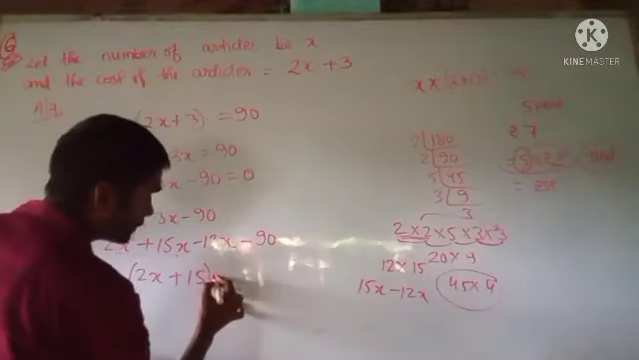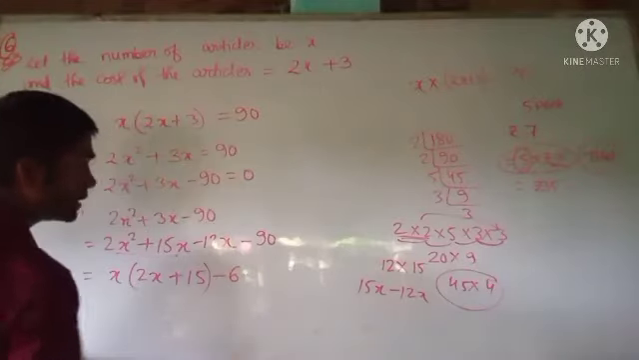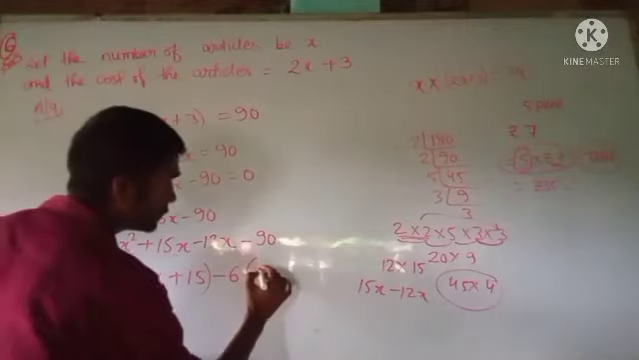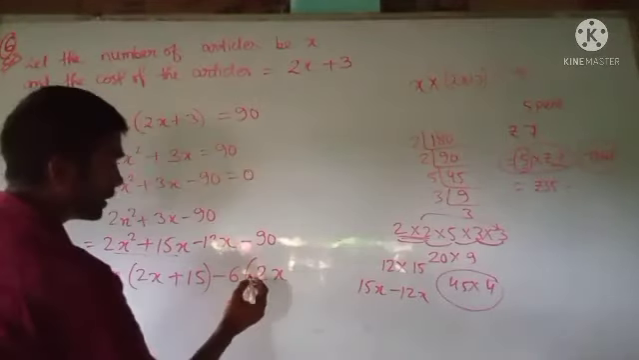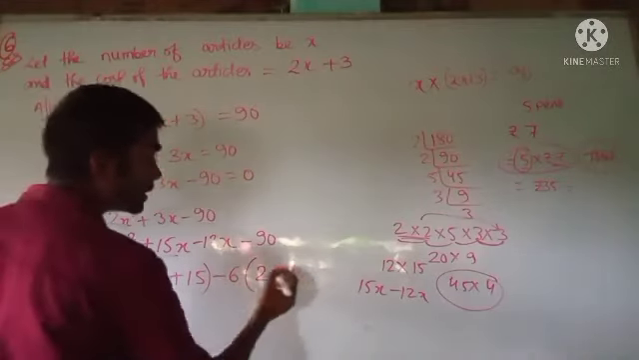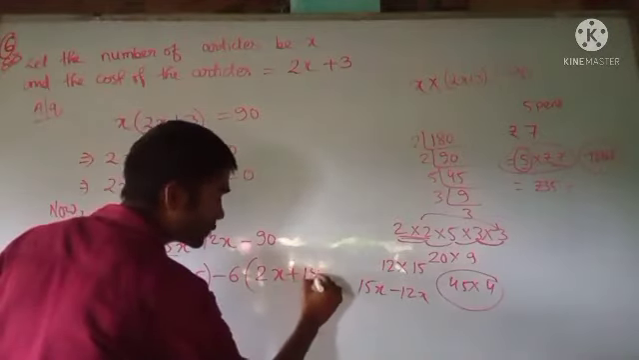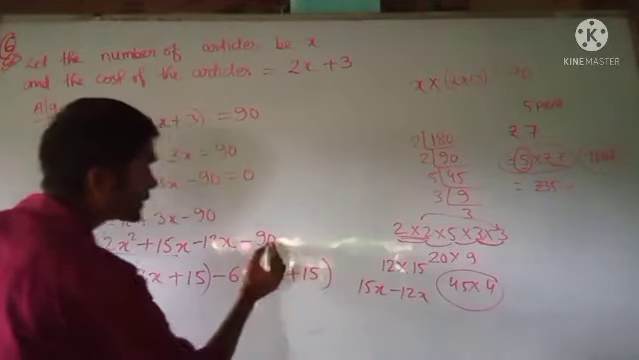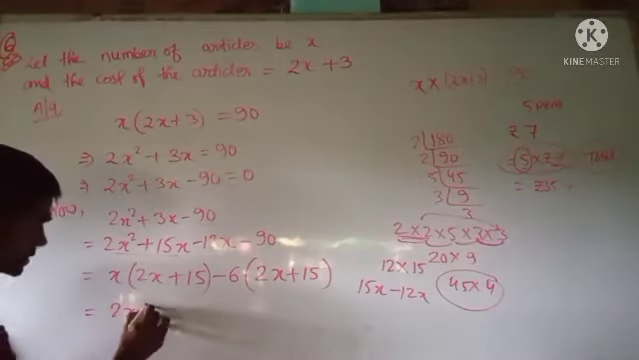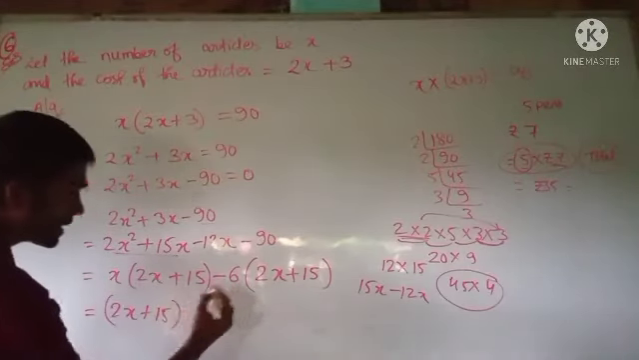Now here also we get a common factor, that is 6 between these two terms. So we will take 6 as common. From 12x, if we take 6 as common, we get 2x. Minus into plus, we get minus. Now from 90 taking 6 common, we get 6 into 15, and 6 into 15 is 90. So 2x plus 15 is common, so we take it out, and what is left is x minus 6.